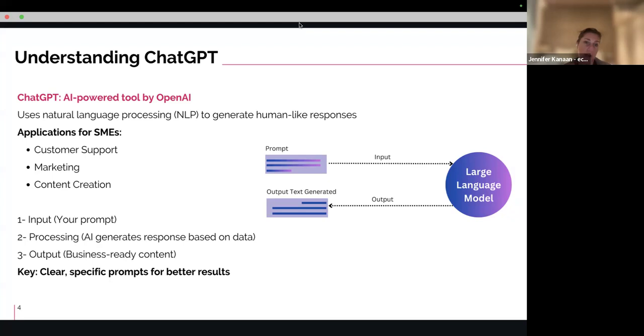So it uses natural language processing to generate human-like responses. So basically, it can be used for SMEs. I'm sure there are other ways we can use them. But for us, what I want to focus on today is customer support, marketing, and content creation. I'm happy that this is one of the things that many of you mentioned when it comes to marketing and content creation or social media.